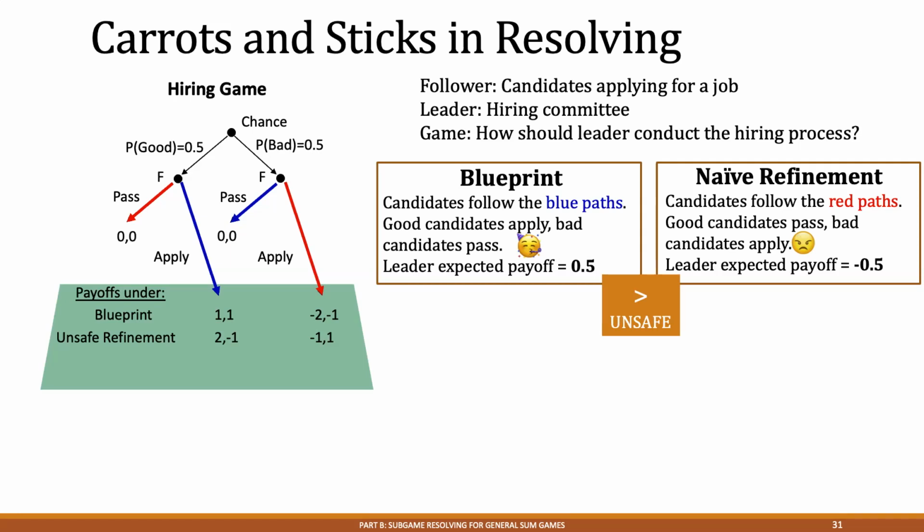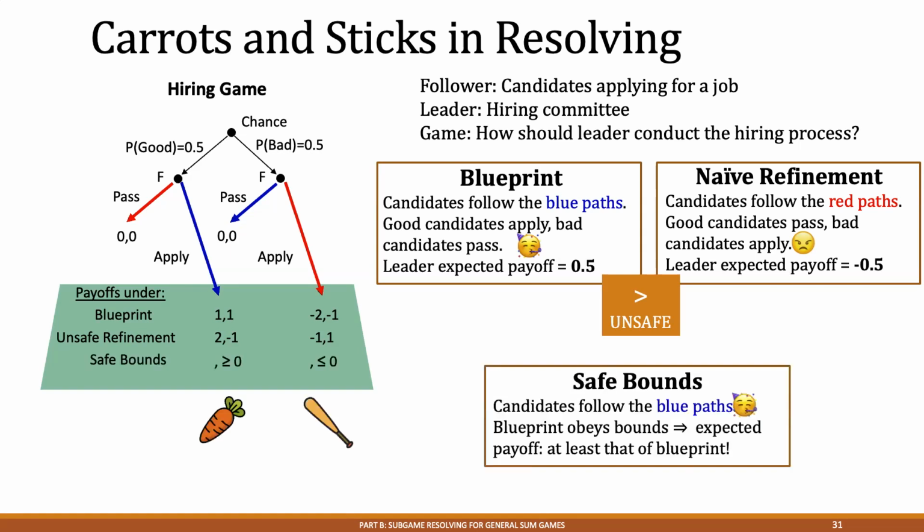So what's the problem here? The problem is that the actions pre-subgame move from the blue stuff to the red stuff, right? And that's causing a problem. And the solution is to just try to prevent that from happening. And the way to do that is carrots and sticks. If we make sure that in the refinement step, the good candidates get at least a payoff of zero and the bad candidates get a payoff of at most zero, then this will not happen, right? And if so, the idea here is to just enforce these carrots and sticks.